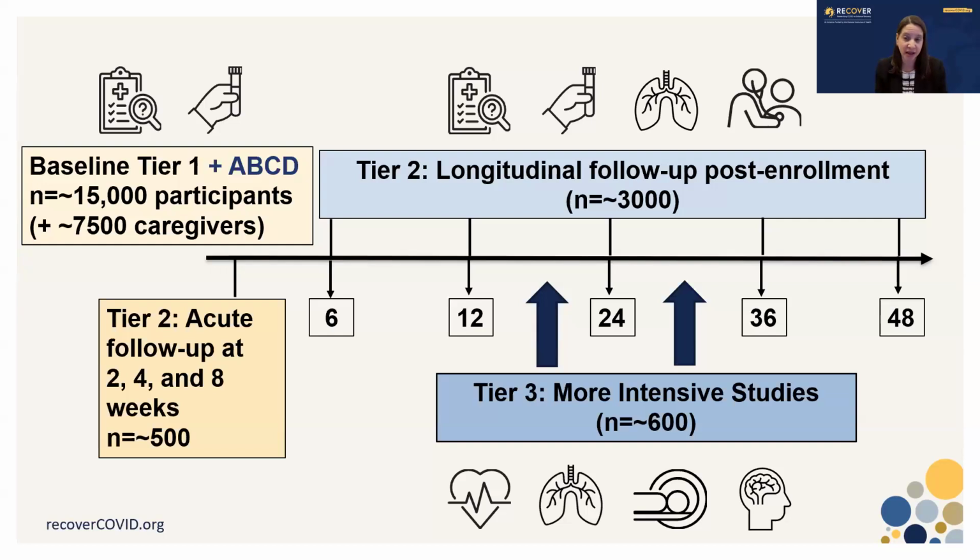Then a large subset of about 3,000 participants are chosen and selected to be followed longitudinally over time in order to oversample for children who have a history of long COVID, as well as various comparative groups. So they come in for in-person visits at 6 months, 12 months, 24 months, 36 months, as well as 48 months after enrollment. In addition, our Tier 3 includes more intensive studies for those most severely affected that occur 2 times in a subgroup of about 600 participants throughout the study period. Next slide.